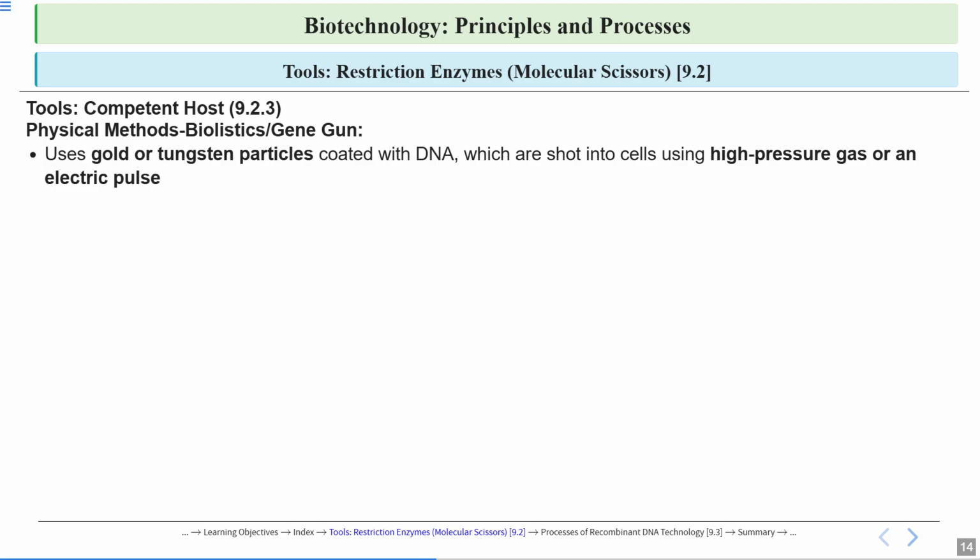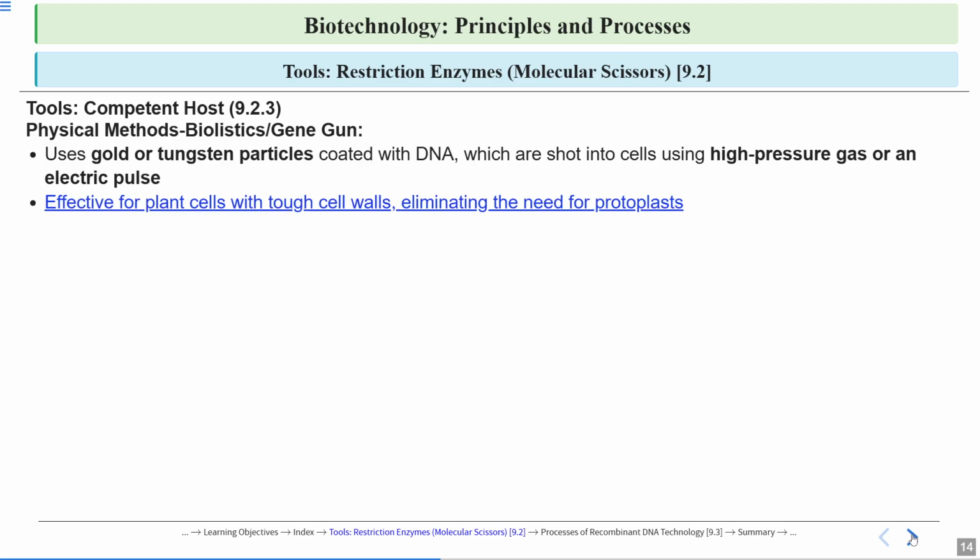Why can't we use some other particle? The first reason is that gold or tungsten particles are biologically inert, so they are not going to react with the host cell. That is the reason we use them. We coat this DNA with the gold or tungsten particles, and then they get shot into the cells using high pressure gas or electric pulse. There is a pictorial representation in the slide that I'll show you.